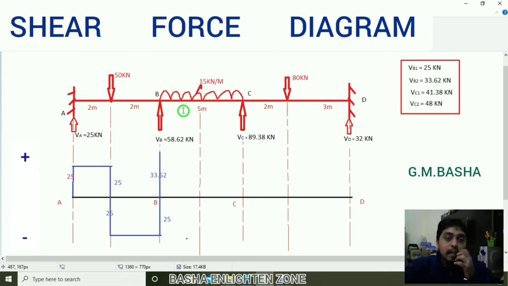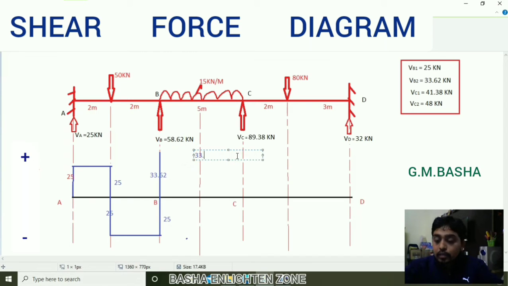If a UDL is acting, you will get an inclined linear variation. Here we are at the positive position 33.62. Again we are subtracting this 15.5. So that one will be equal to some 75. See here, 33.62 minus this 15 into 5 is your UDL. How much will you get? If you simplify that one, you will get 41.38.